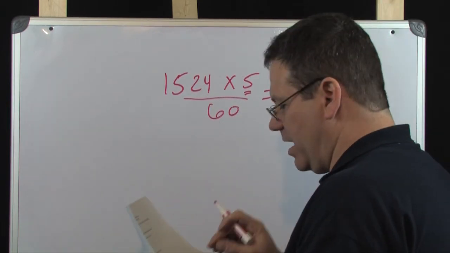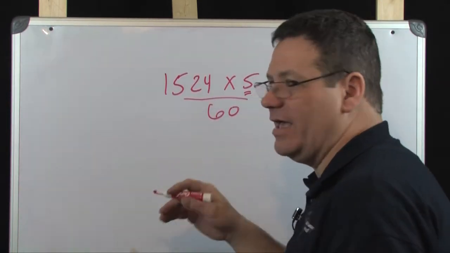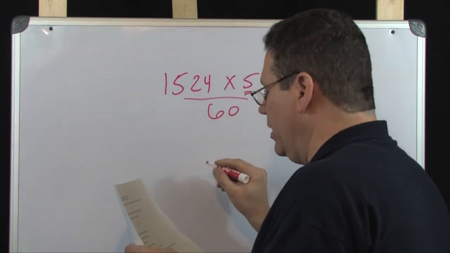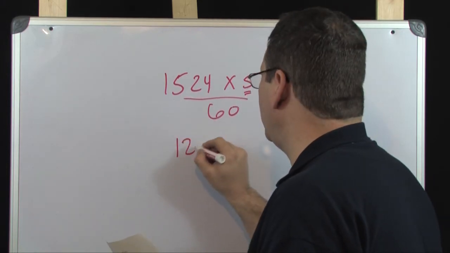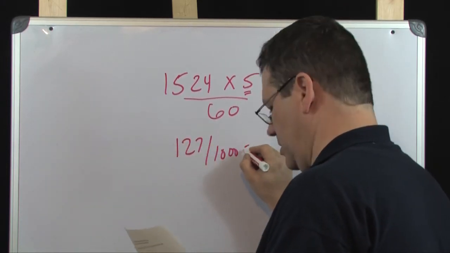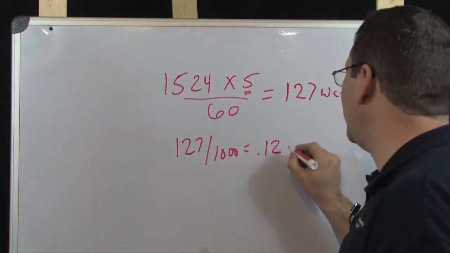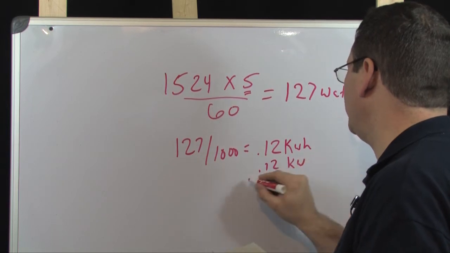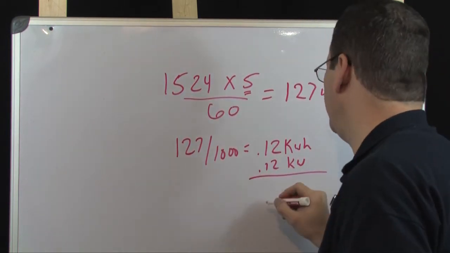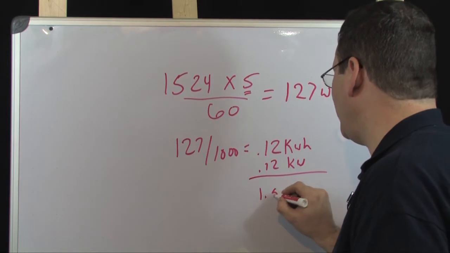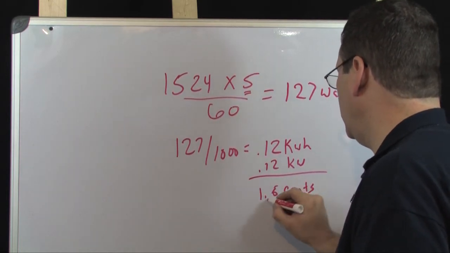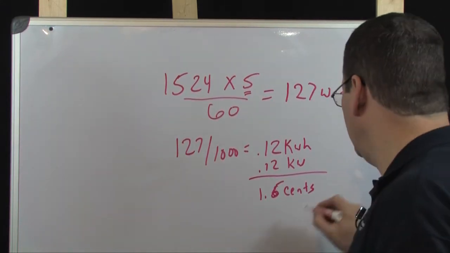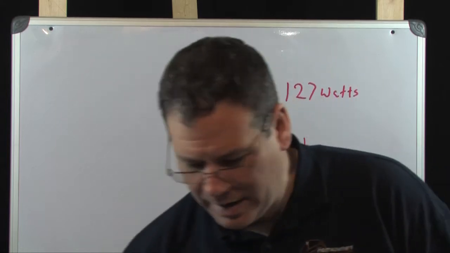And if I divide 127 by 1,000 to get the kilowatt rating, because that's how you measure the power in your home, it's 127 divided by 1,000 equals 0.12 kilowatt hours. And if I multiply that by 12 cents a kilowatt for your average cost of power, you're at about 1.5 cents. That's 1.5 cents to heat up your meal. So let's just keep that in mind. And let's do it a different way.